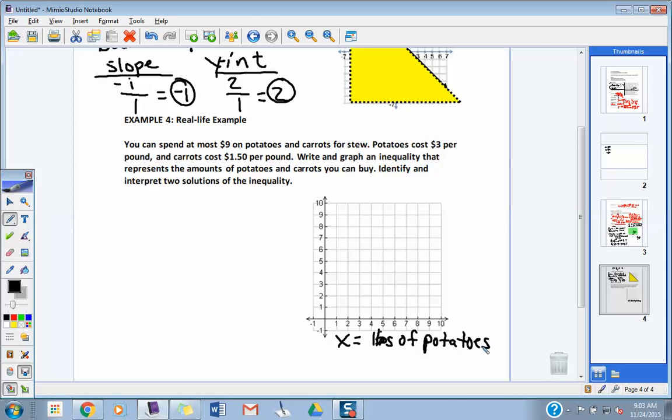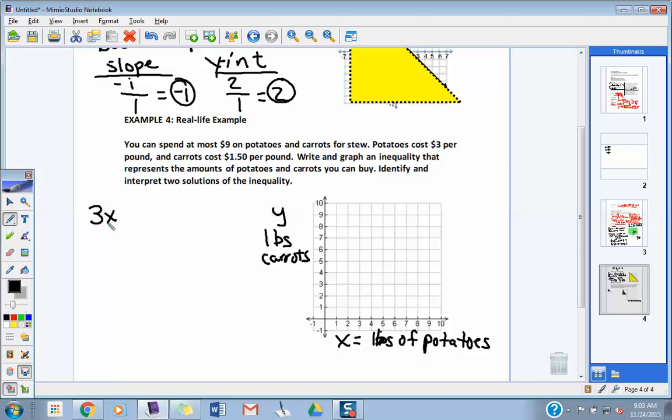So what do you think we're going to let y represent on the y-axis? We'll let y represent the number of pounds of carrots. Okay, so I walk in the store. I notice that potatoes are $3 per pound. How many pounds of potatoes am I getting? X. Okay, so what's an expression for the amount of money you're going to spend on potatoes at $3 per pound for x pounds? 3x, all right?